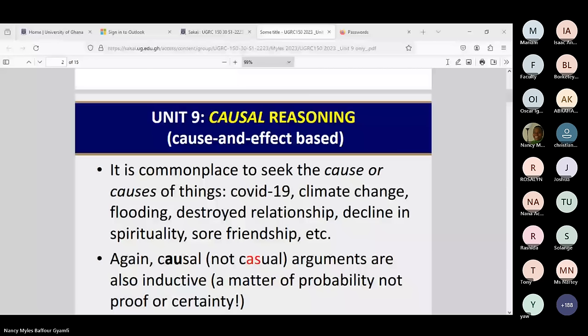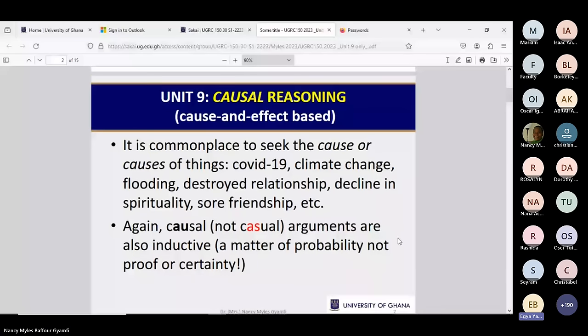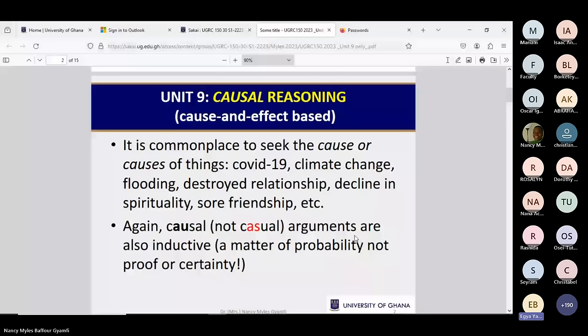Okay, thank you, madam. Causal reasoning, cause and effect based. It is commonplace to seek the cause or causes of things. COVID-19, climate change, flooding, destroyed relationship, decline in spirituality, sore friendship, etc. Again, causal arguments are also inductive, a matter of probability, not proof or certainty.